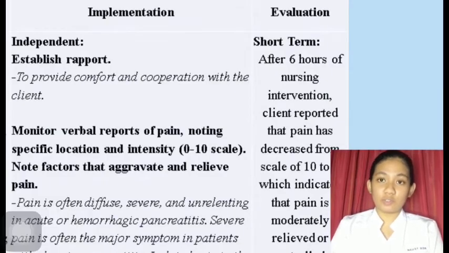For the continuation of the report, I'm Hyra Faye Santiago, and here's the implementation. In independent nursing interventions, first, we must establish rapport to provide comfort and cooperation with the client. Next, monitor verbal reports of pain, noting specific location and intensity, using 0 to 10 scale. Note factors that aggravate and relieve pain.